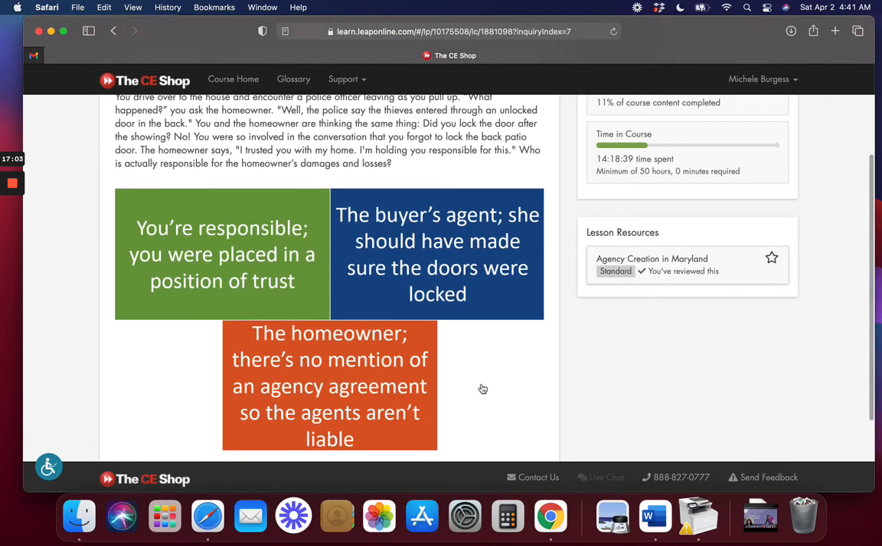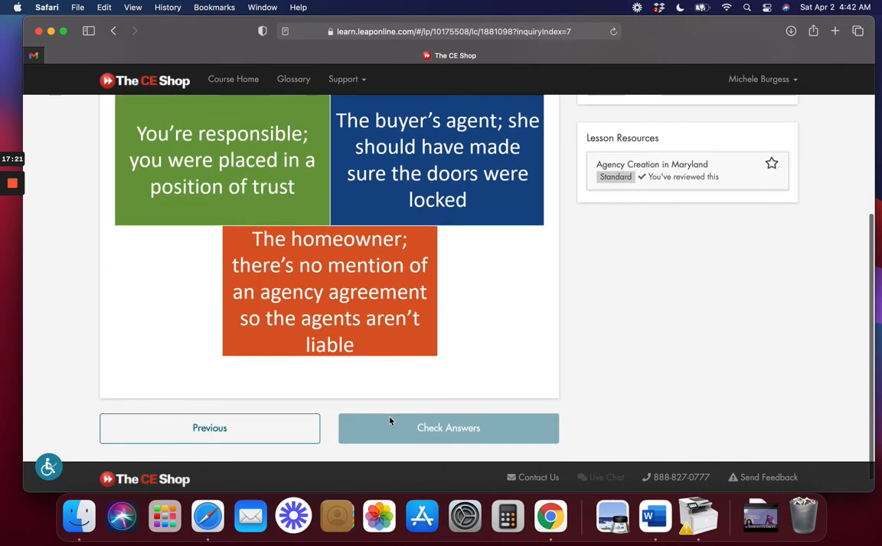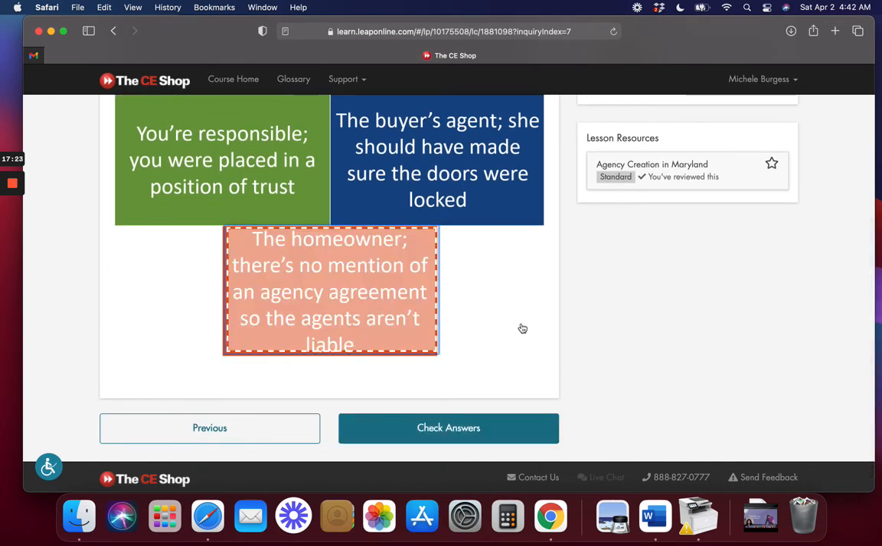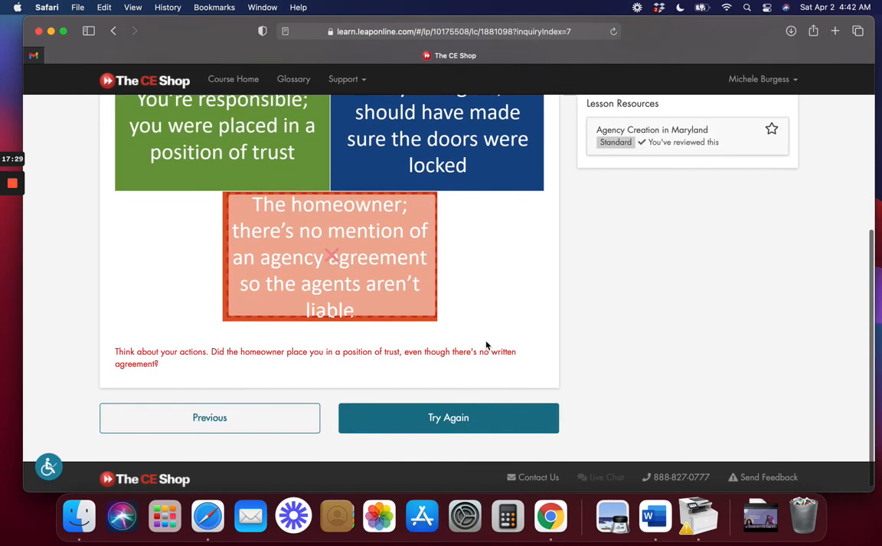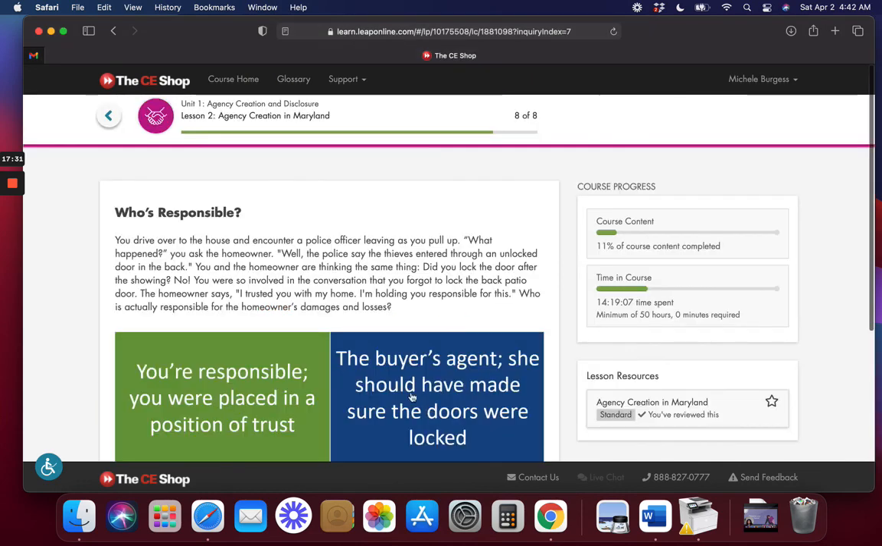So you didn't know you were going to be doing this kind of questioning, huh? All right, who's responsible for leaving the back door open? The buyer's agent should have made sure the doors were locked. The homeowner, there's no mention of an agency agreement, so the agents aren't liable. I want to say that one, because if you didn't sign an agency agreement, no. Okay, a position of trust. Let's try it. That's what I would have thought.